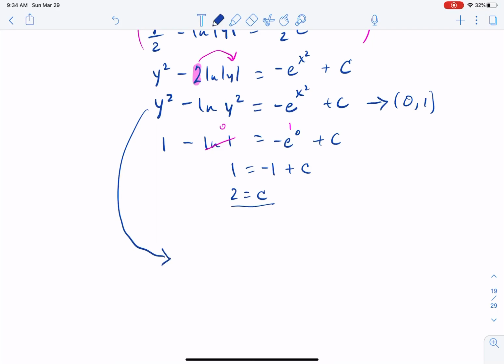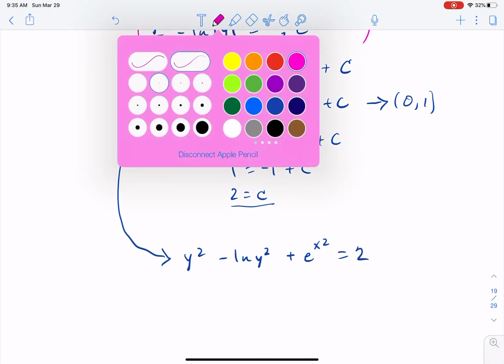Lastly, let's go ahead and replace our c value. y squared minus the natural log of y squared is equal to negative e to the x squared plus 2, or you can add that to the other side if you wanted to. Why don't I do that? Maybe make that plus e to the x squared. I added it to the other side. I said it was equal to c, but I need to put the 2 up in there. There we go. Now it looks real nice.